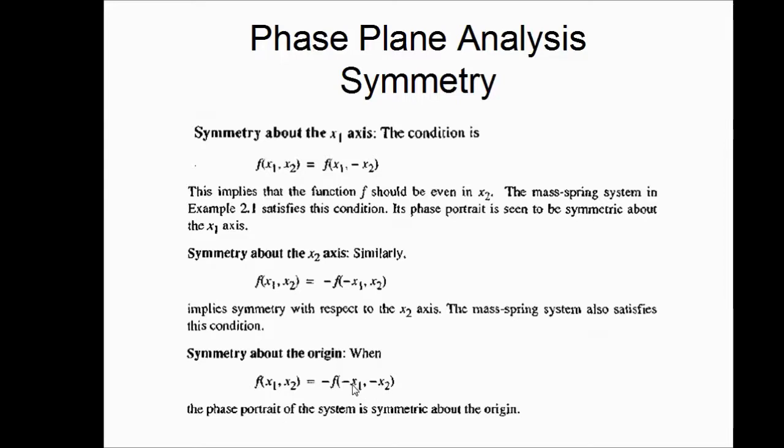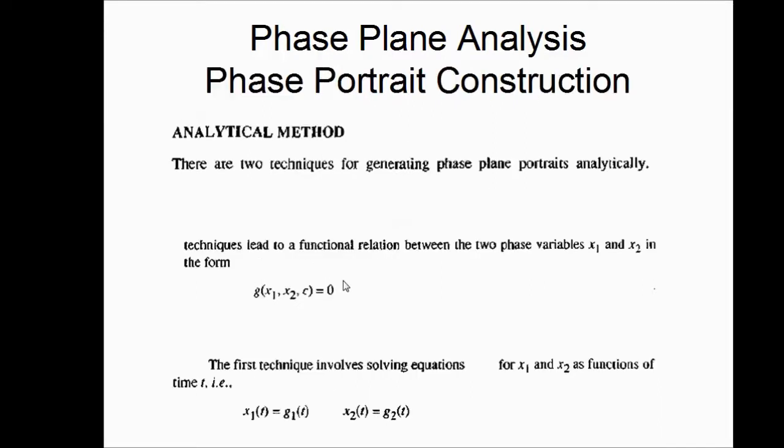So reversing the signs of x1 and x2 and reversing the sign of the function returns the same value of the function, is the condition for symmetry about the origin. So the spring mass system has both of these symmetries, the first symmetry and the second symmetry also, about x1 and x2 axis.